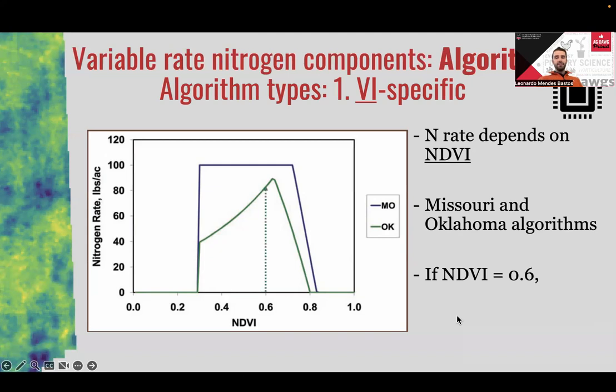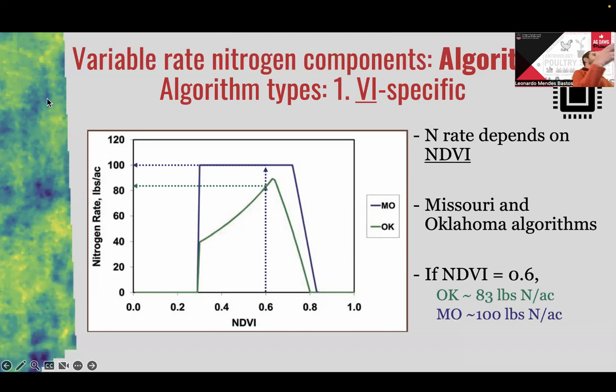If you were using these different algorithms for a field in Georgia and you measure NDVI being 0.6, you'll be applying about 83 pounds of N per acre if you use the Oklahoma algorithm, and you would be applying 100 pounds of N per acre if you use the Missouri algorithm. So with the same data, just changing the algorithm gives you a different nitrogen response.